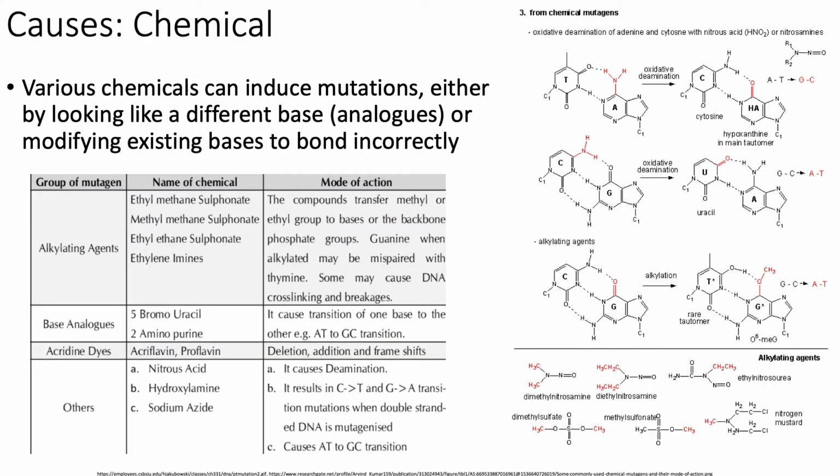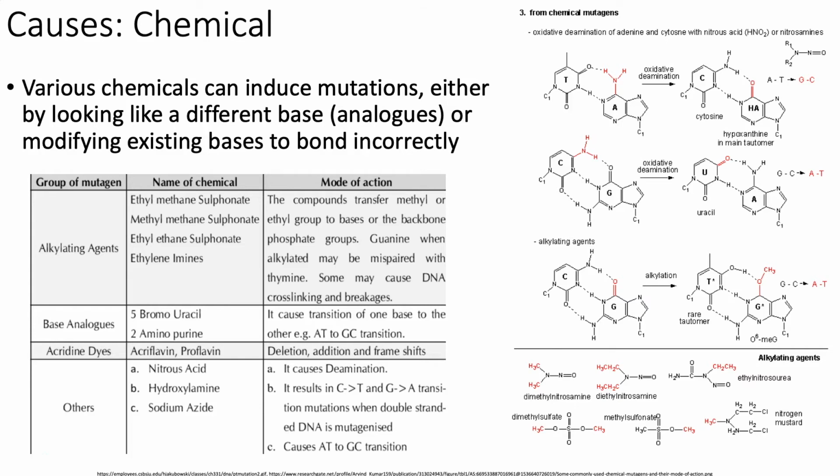Oftentimes what the chemicals will do, they will either stick in your DNA and look like another nucleotide, so your DNA polymerase or your RNA polymerase might think there's an extra nucleotide there, so it would act like an insertion. Or it can change the nucleotides that are there and make them look like different nucleotides, like a substitution. There are a bunch of examples of this. I have a couple charts here that list a few of these, but they're just chemicals. We have other uses for them, but you just don't want to spill them on your skin.